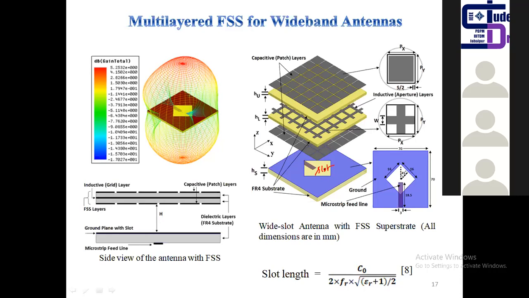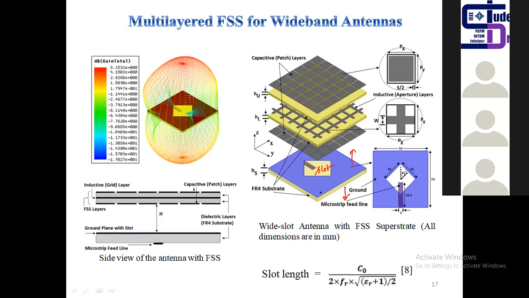When you make the square slot, the slot radiates like a dipole. So the radiation can go upside, as well as some radiation going down. In some applications you do not need the radiation in the direction below the antenna, so you can enhance the radiation above the antenna. How can you do that? For that, we can design some FSS structure, but you need to know the antenna operating frequency. If you know that, only then can you do it.